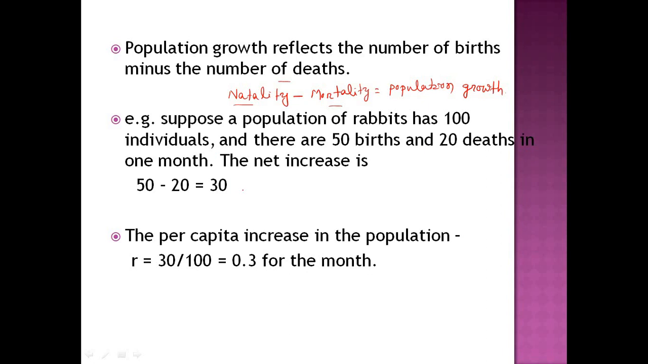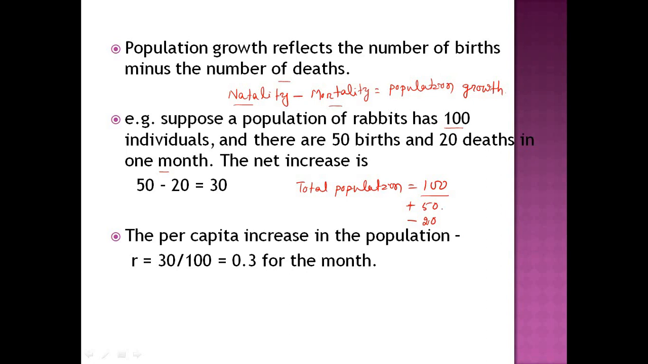Here is one example I have given. Suppose a population of rabbits has 100 individuals and there are 50 births and 20 deaths in 1 month. That means the total population of rabbits is 100. Out of that, 50 rabbits are added to the population by birth, and from the 100 individuals, 20 would die. That means 20 will be deducted from the total population.